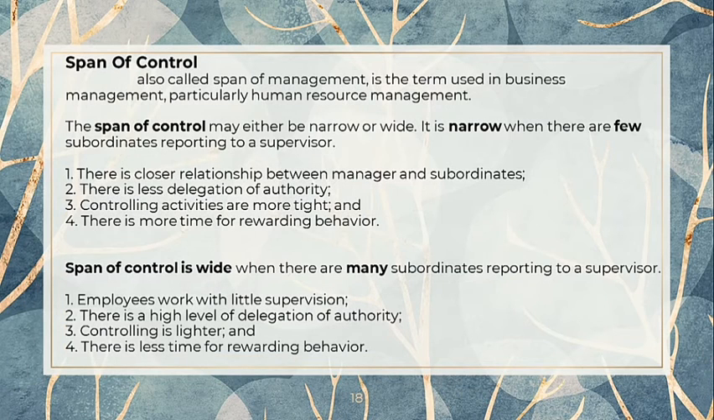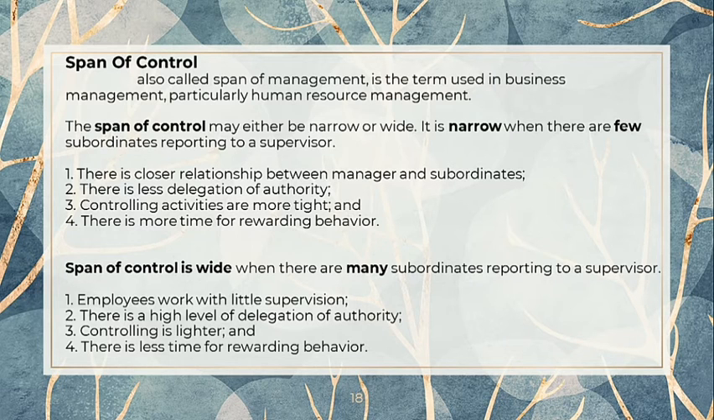Next one is span of control, also called span of management, a term used in business management, particularly human resource management. For example, a manager can manage 4 to 6 subordinates when the nature of work is complex, whereas the number can go up to 15 to 20 subordinates for repetitive or fixed work. The span of control may either be narrow or wide.